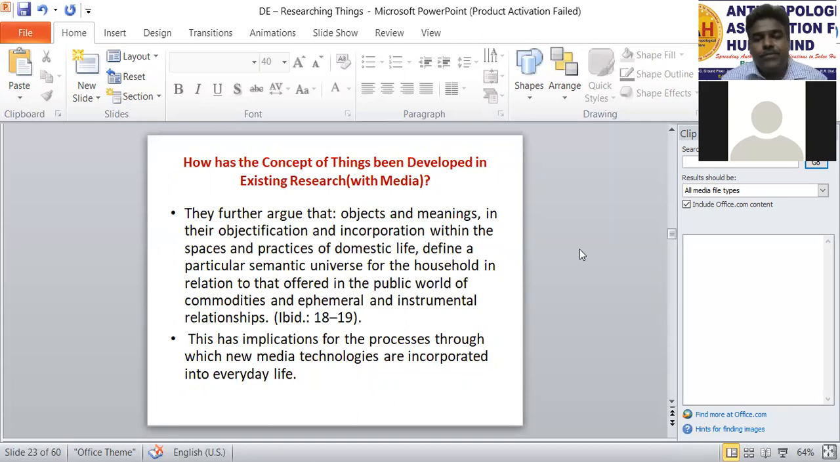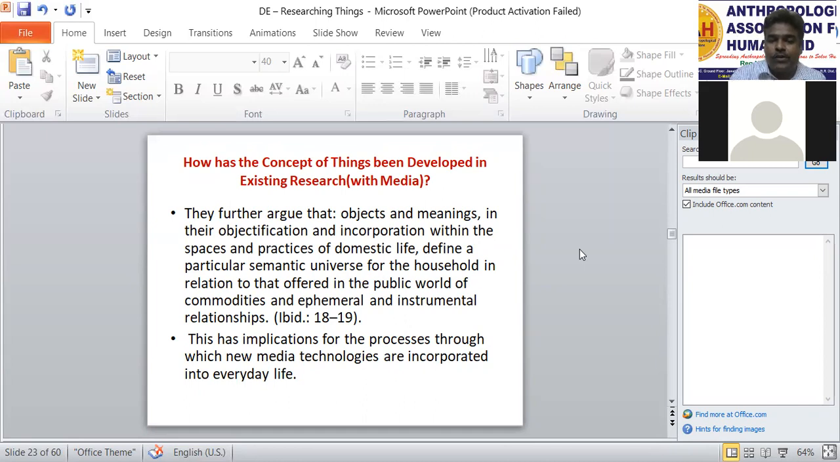They further argue that objects and meanings in their objectification and incorporation within the spaces and practices of domestic life define a particular semantic universe for the household in relation to that offered in the public world of commodities and ephemeral and instrumental relationships.